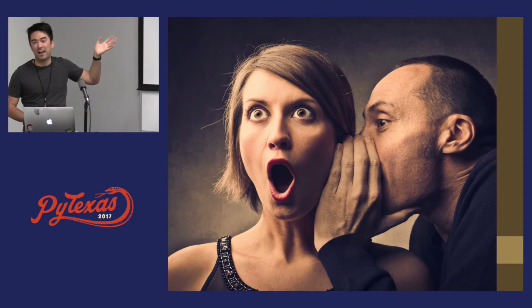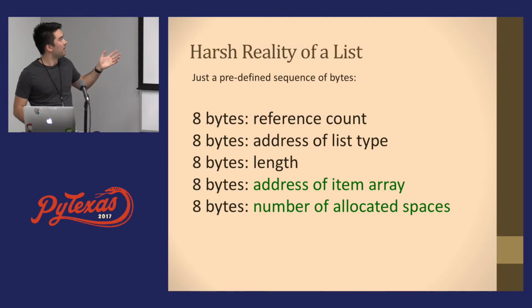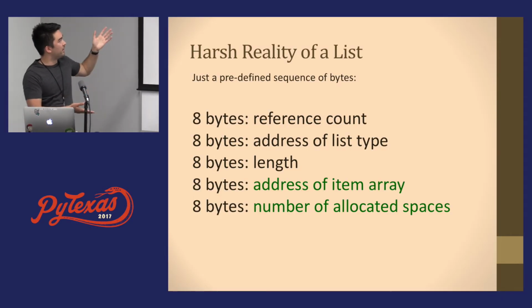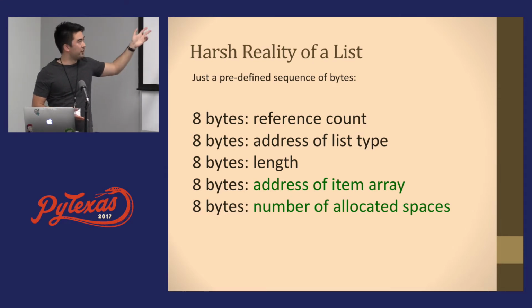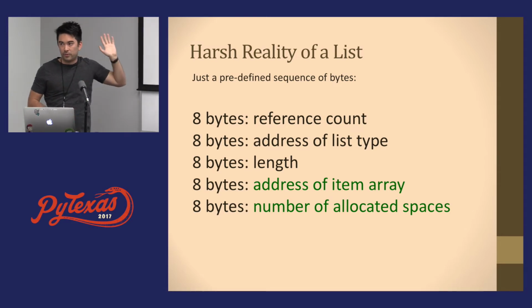So again, this is just me gossiping about this. We should really just show this at the REPL. So to do that, we're going to have to butcher up a list this time. There's a lot in common with how an integer works. The reference count, the address of the type, the length, that's kind of analogous to the integer case.